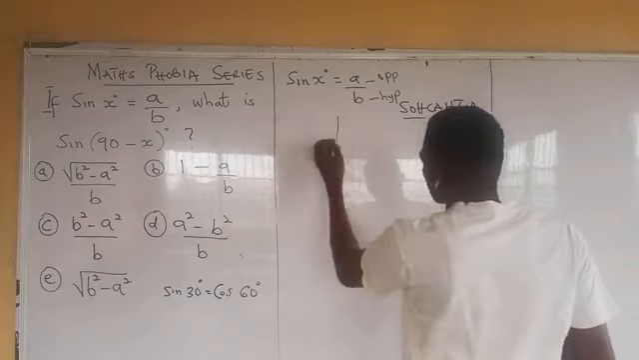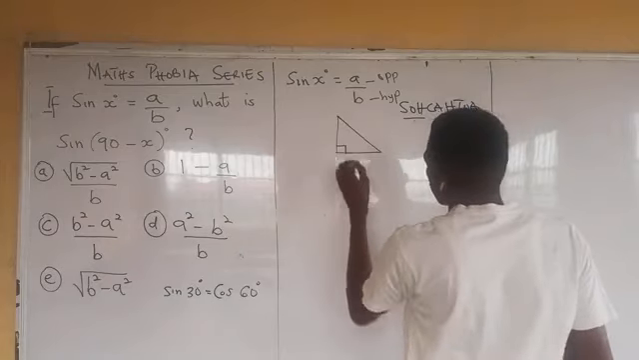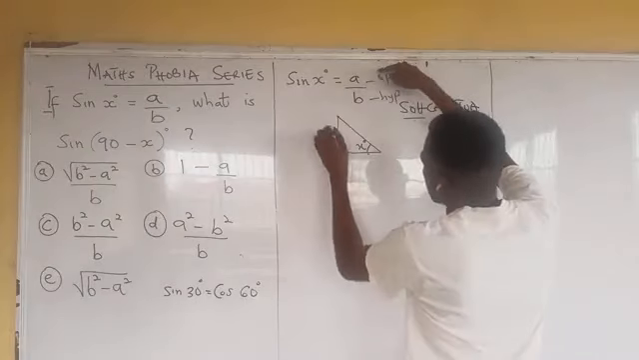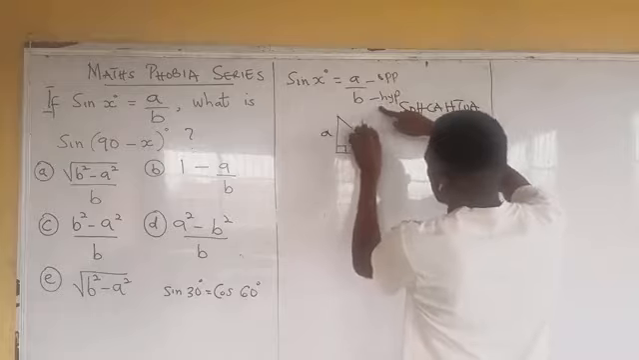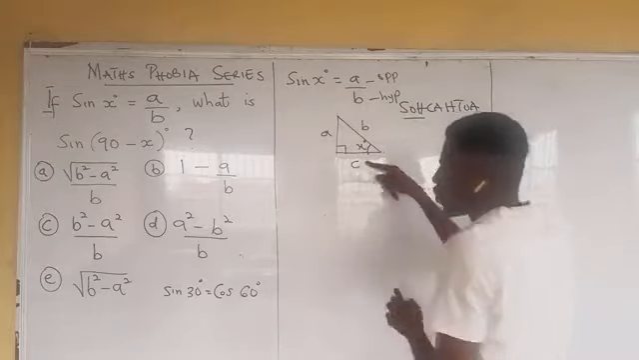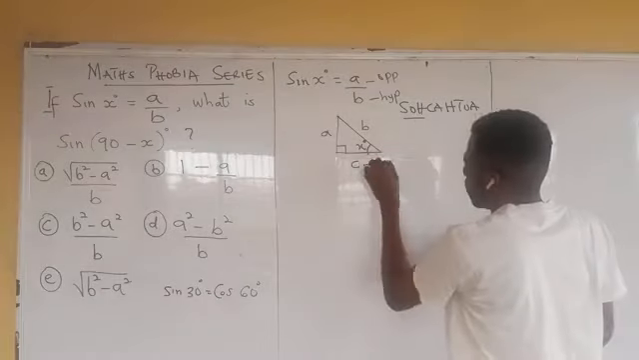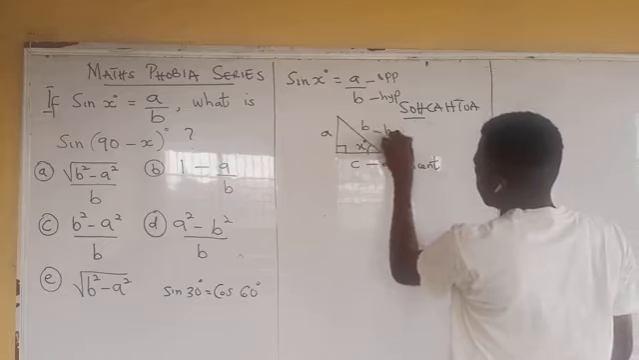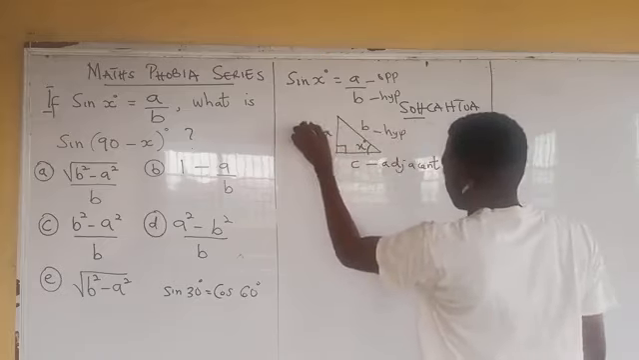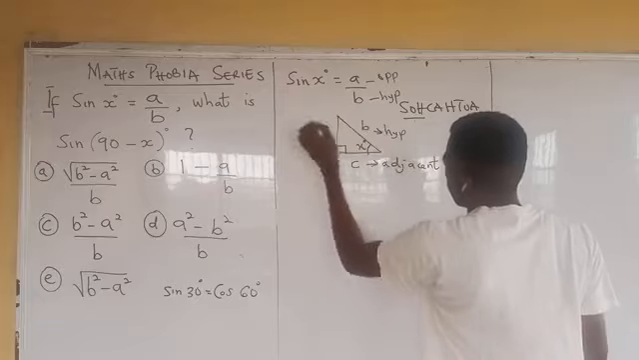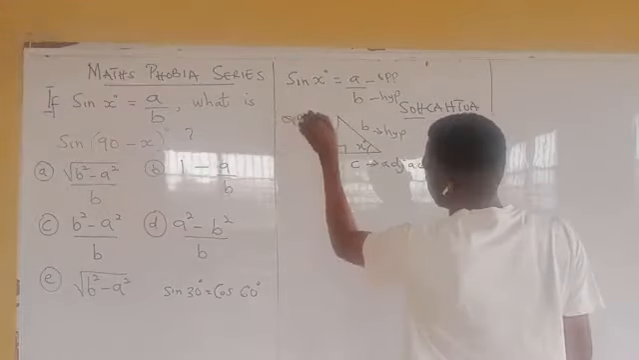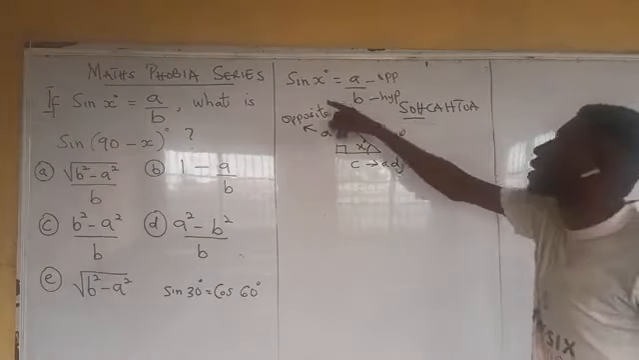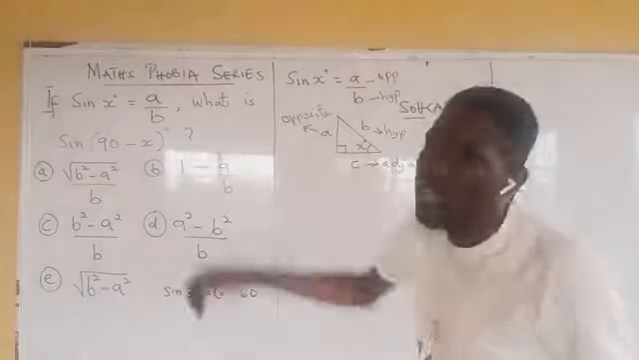Now, we have a right angle triangle, and this angle is x degree. Then opposite is A and hypotenuse is B. So let's call this base the adjacent. Okay, so this is the hypotenuse, and this is our opposite side. Now, we are told that sine x is a over b. Let's find sine 90 minus x.